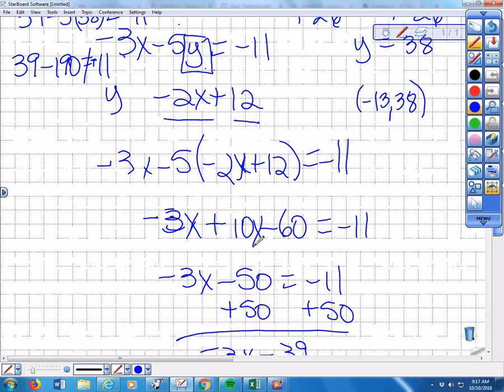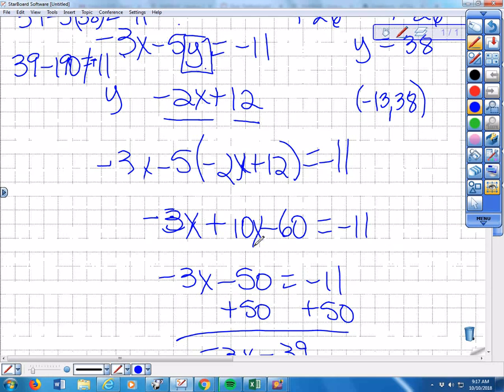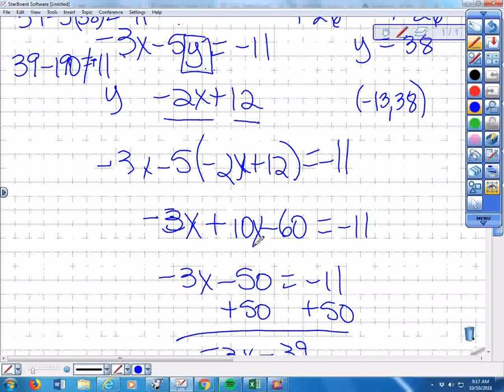This is why it's so important to check, because there are so many places you can mess up here that if you don't check your final answer, it's going to be wrong. A lot of times, not all the time.